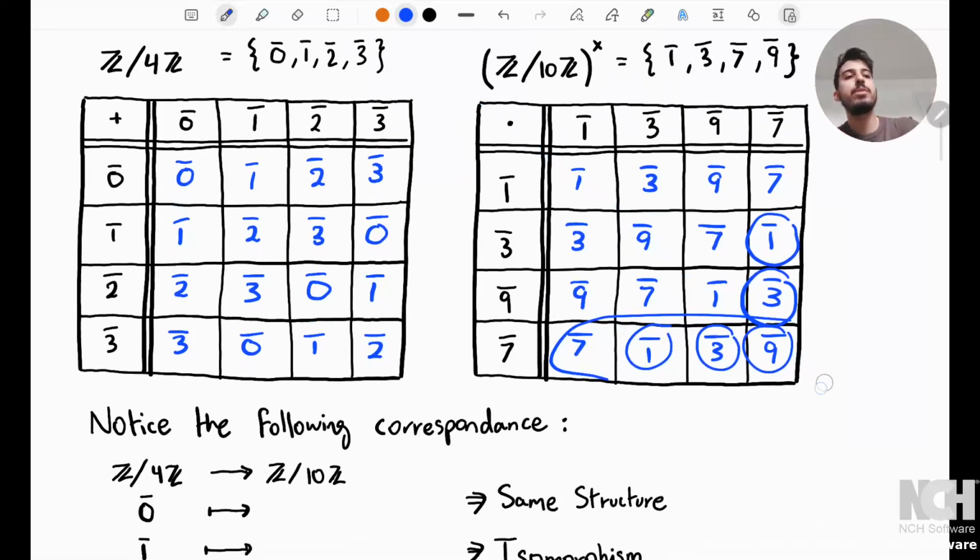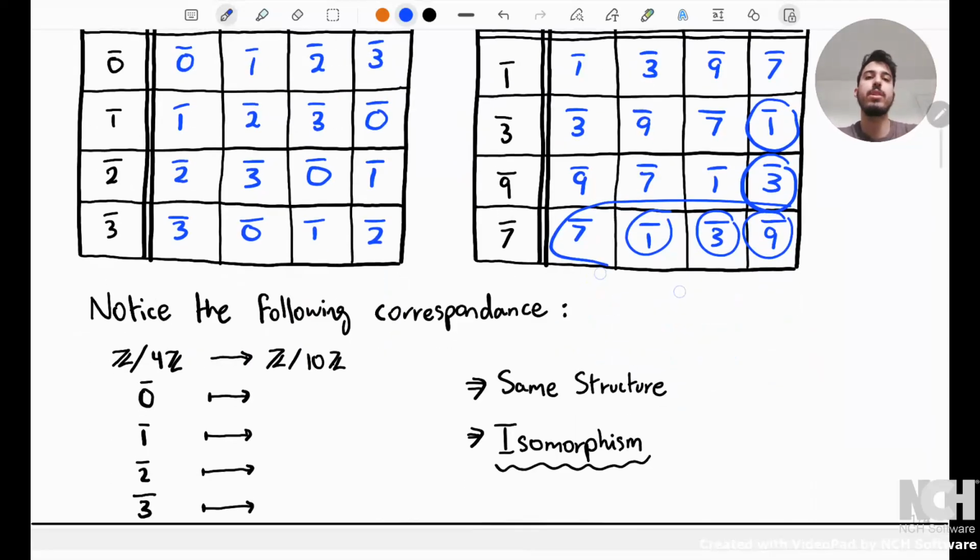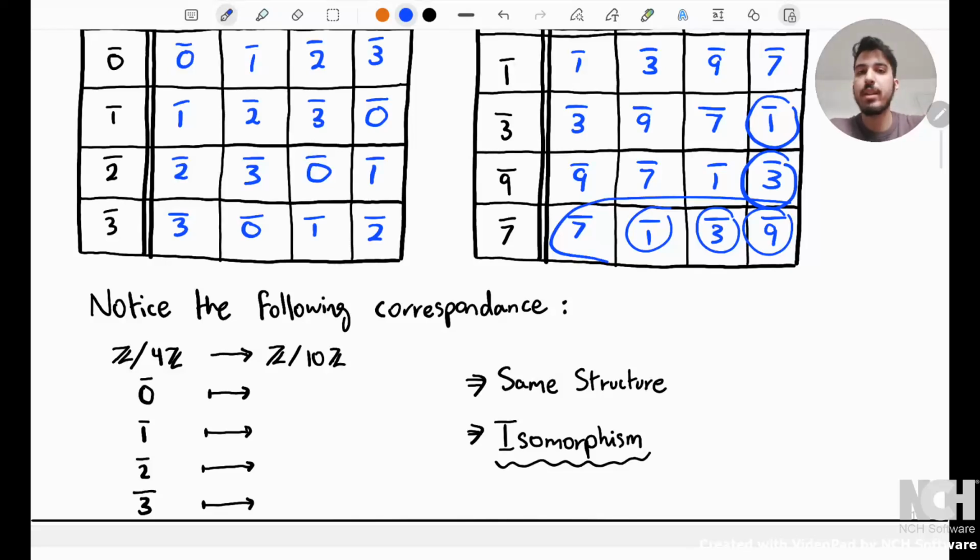And if I pose the following correspondence, let's pose the correspondence for each of the elements in Z4Z. I will correspond it to a specific element in Z10Z. So for 0, I will correspond the element 1, which makes sense, right? Because 0 and 1 are both the identity elements of their respective groups. For 1, I will give 3. For 2, I will not give 7, I will give 9. And for 3, I will give the element 7.